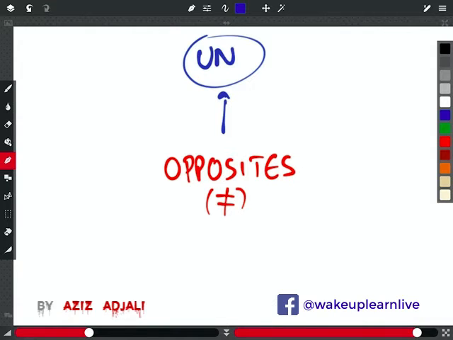Okay, so popular is an exception of a prefix, because usually for the words that start with p, we use im to make the opposite.